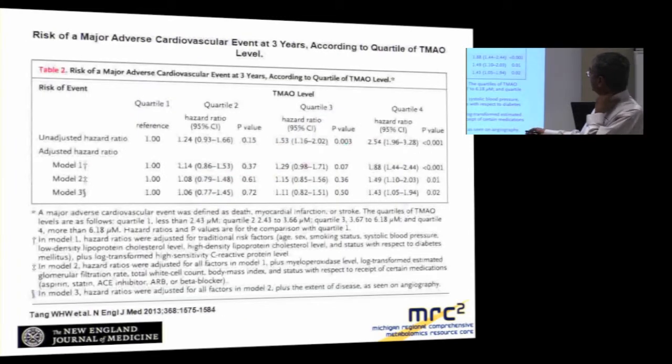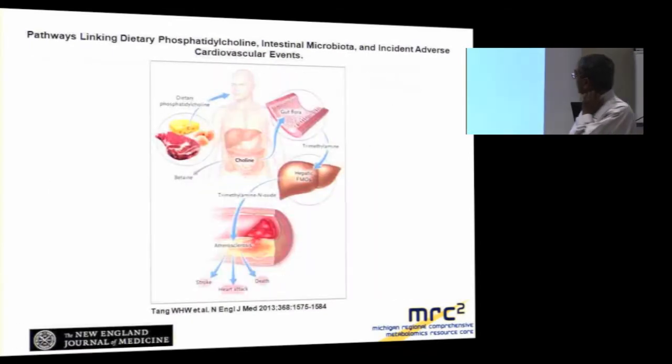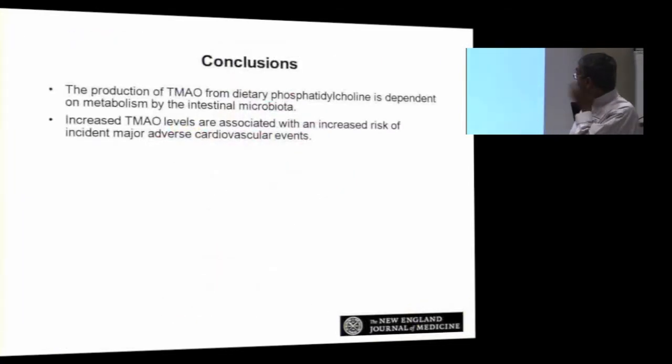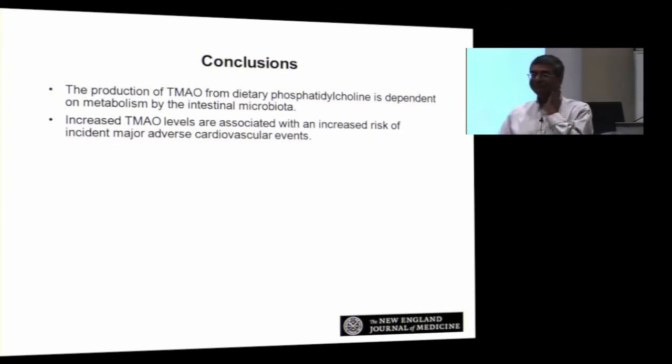This is the adjusted and unadjusted odds ratio, and you have a fairly remarkable increase in pretty much every cardiovascular endpoint they looked at. So the idea here is that dietary phosphatidylcholine is converted by the gut flora to trimethylamine, which is then converted to TMAO, which potentially increases atherosclerosis. That's pretty much what is mentioned in the slide.